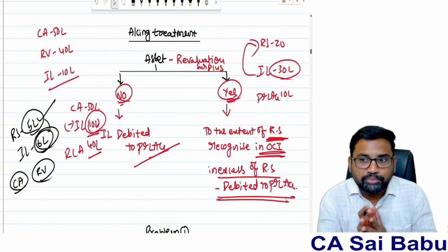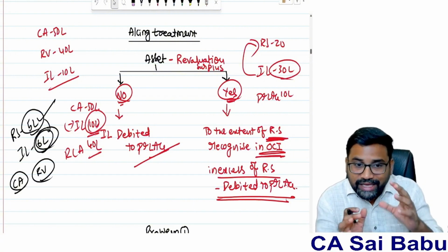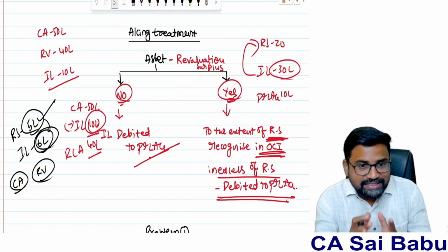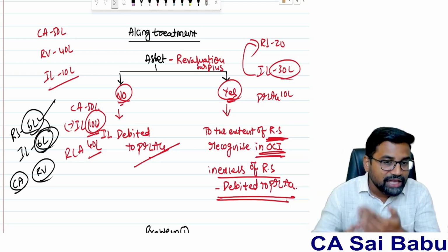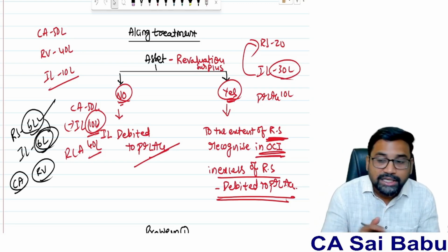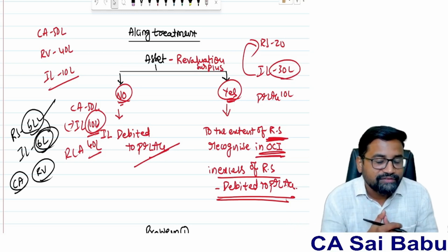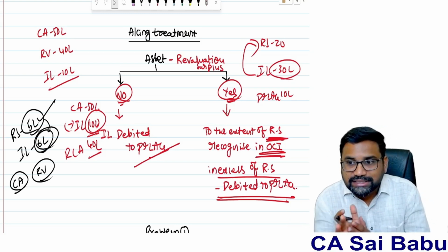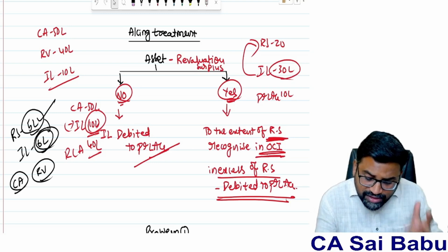Now here is an important point, sir. For the asset in respect of which there is a revaluation surplus, if you calculate any impairment loss in respect of that asset, first, to the extent of revaluation surplus, you need to recognize in other comprehensive income. What is this other comprehensive income?